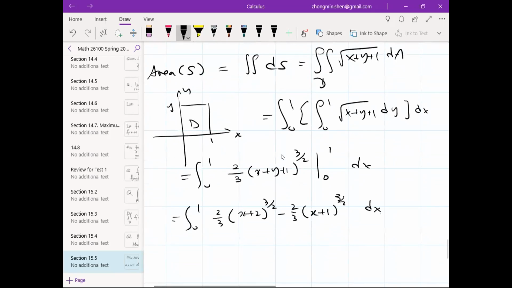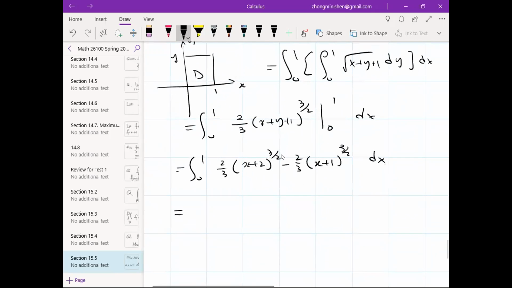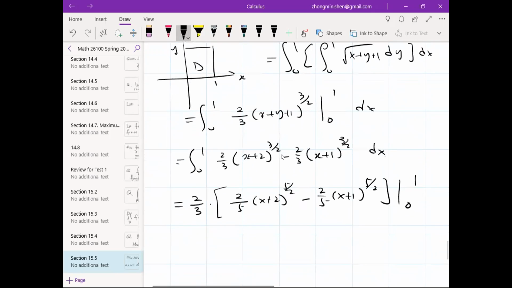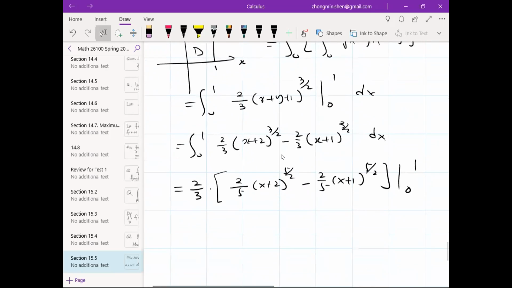But it's okay. You can still easily find the antiderivative of each of these functions. How? 2 over 3 taken out. The antiderivative of the first one is going to be 2 over 5, since when you differentiate, the 2 over 5 cancels out, minus 2 over 5 times (x plus 1) to the 5/2. Not too bad. Then you plug in 1 for x, and you get the value.